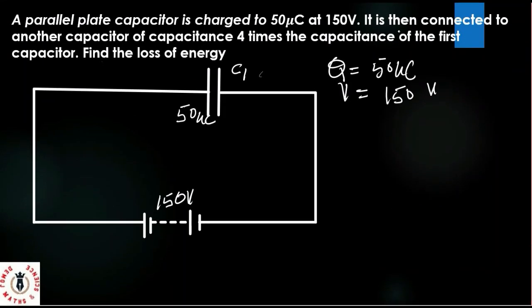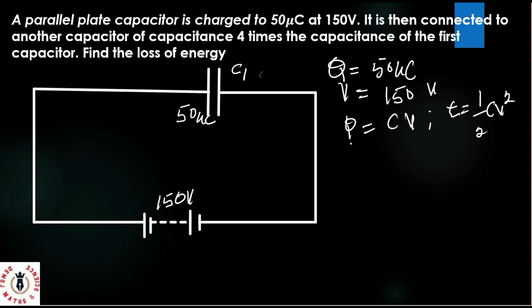Let's get back. My question says, it is then connected to another capacitor of capacitance 4 times the capacitance of the first capacitor. Find the loss of energy. The first thing is, let's find the initial energy in this system. So we have Q equals 50 microcoulombs, V equals 150 volts. And we know that Q equals CV, and also that energy E equals half CV squared. In case you missed our first lessons on energy stored in a capacitor, please don't hesitate to check the description below. We've done an introductory lesson to this course.